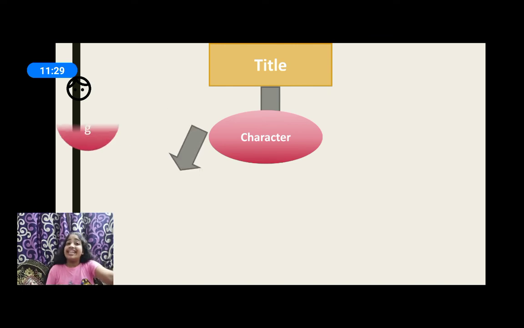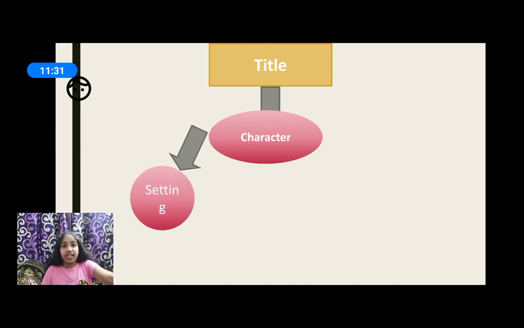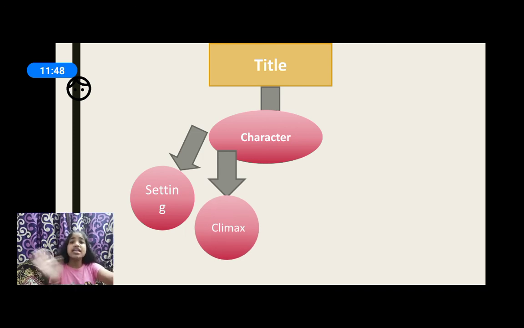Okay. Next we have the setting of the story. You have to set out the story, that this is the part of Nikita, this is the part of Shyam, this is the part of Ram, this is the part of Sita, and so on. Okay, so next is the climax. Every story should have a climax. It is so important, because the reader and the listener will get interested in the story.